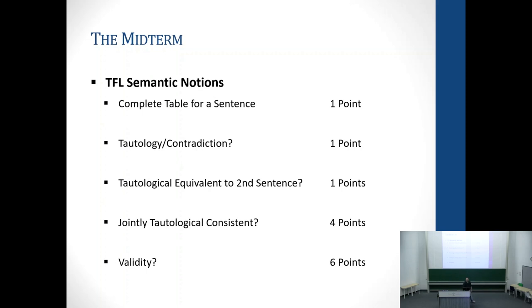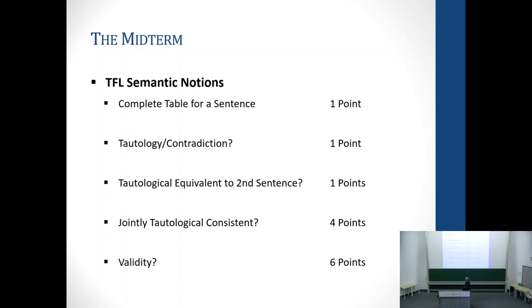Then I'll give you 2 collections of sentences, and I want you to tell me if those are jointly tautologically consistent or not. And for these questions, you get a point for the table and a point for reading the appropriate answer off the table. So, even if you just do the table and then screw the answer up, you still at least can get something. 2 questions. 2 points each.